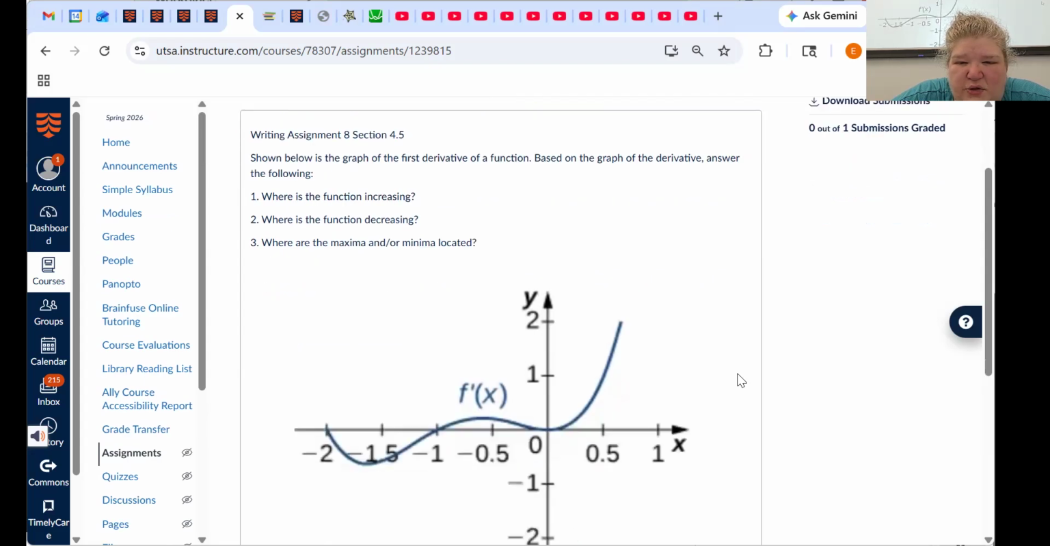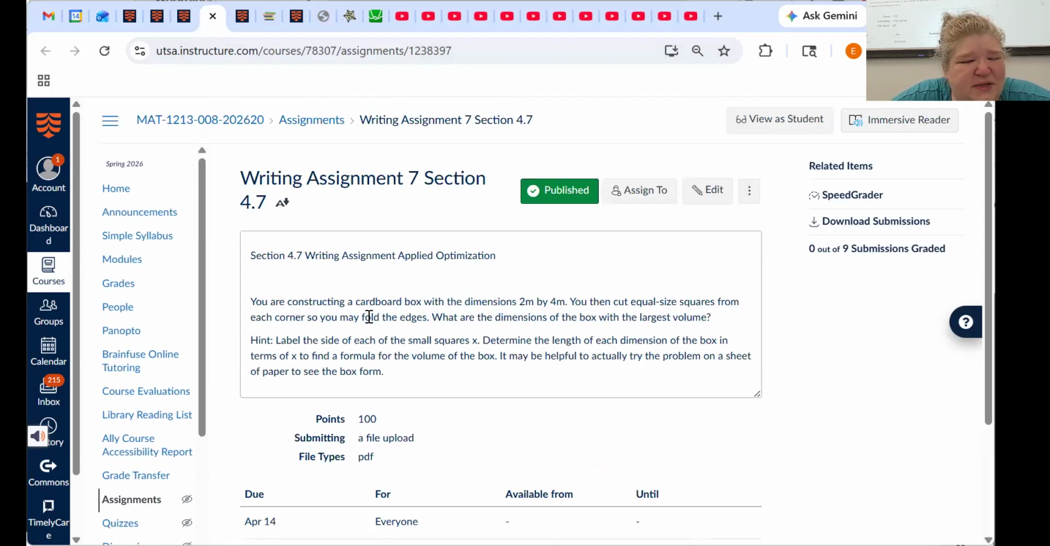But the writing assignments I assign y'all are because they're somewhat similar to test questions. Now, when it comes to word problems, I'm more likely to put a slightly harder word problem on a writing assignment than what I would put on the test because you have more time on a writing assignment than you would on the test. So it's not going to be the cardboard box on the test.